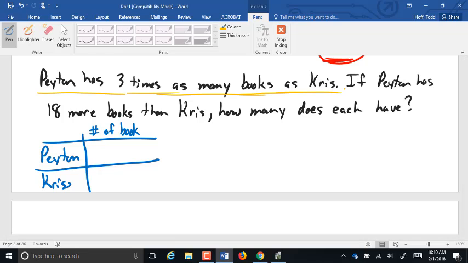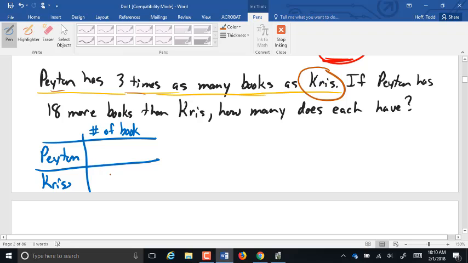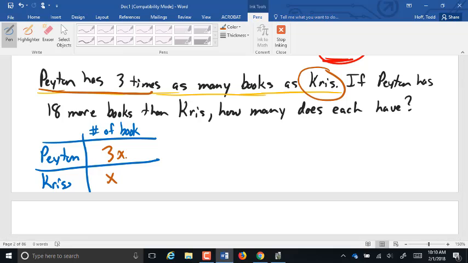One of them can be calculated from the other. Which one would we have to know first? The number of books Peyton has or the number of books Chris has? Careful. Yeah, Peyton has 3 times. If we know how many Chris has, we're going to call that X. Peyton has 3 times as many. That would be 3X. So we have to know Chris's first. Then from that, we can find Peyton's by just multiplying by 3.